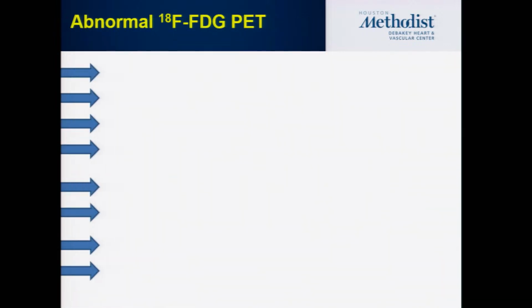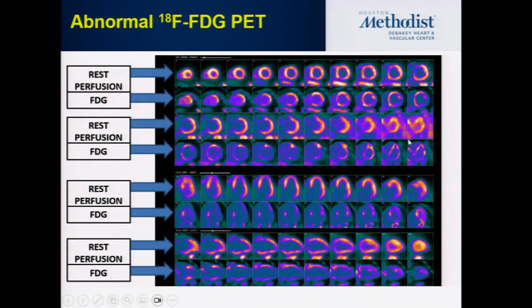In a positive study, you see a perfusion defect that usually matches the area of late gadolinium enhancement that we get on MRI, but then we can also see that in that same area there is reciprocal FDG uptake. So we know that that area of late gadolinium enhancement is full of macrophages or inflammatory cells. And this is a study that's positive.